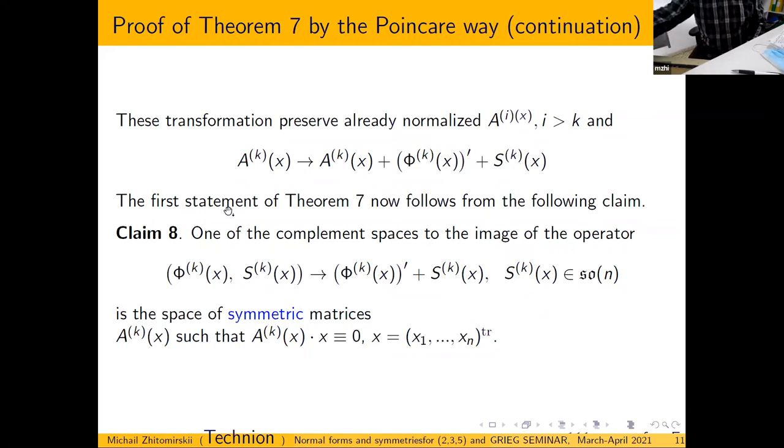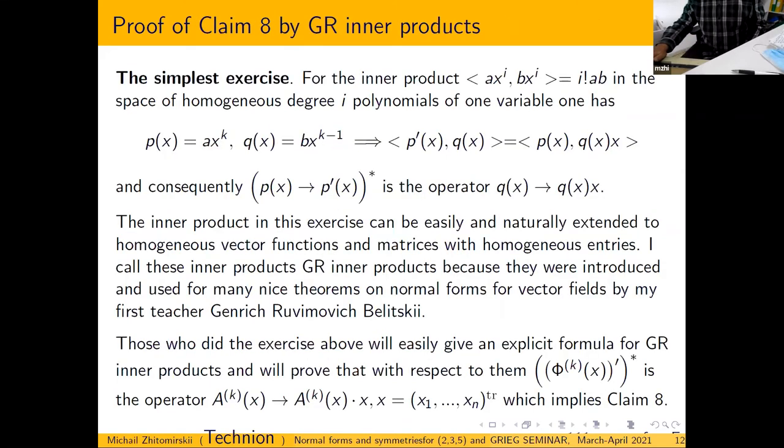I will prove this claim, and in particular I prove the first statement of theorem 7, using what I call my GR inner product. You can do it in some other way, but I will do it immediately using it. In a moment, I will explain my GR. Let us do the simplest exercise first, for the inner product of homogeneous polynomials in one variable. Here are the coefficients A and B. So the inner product will be AB, but what is very important is the I factorial here. Then you can immediately check this. That's why we need the factorial. And it follows that the conjugate, with respect to this inner product, of the differentiation operator is multiplication by X.